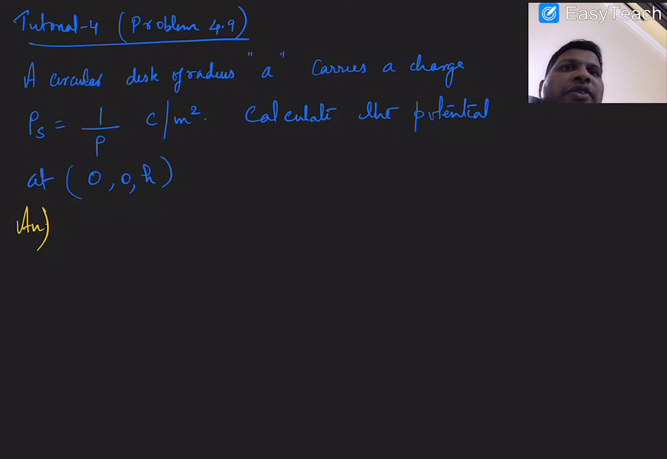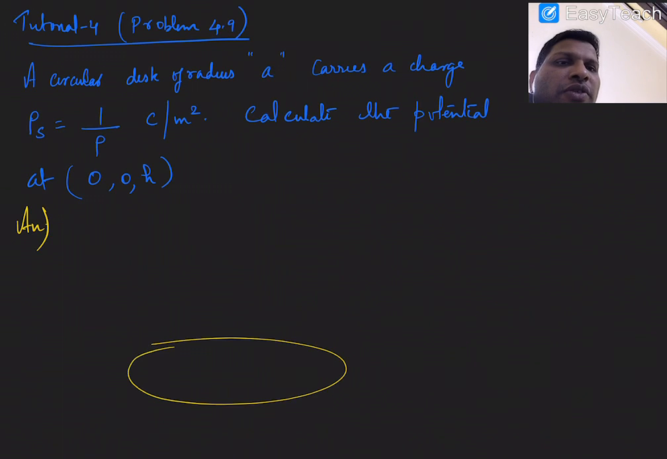We will see another problem. A circular disc, this is from tutorial 4, problem number 4.9. A circular disc of radius A. So let us first draw this as a circular disc.